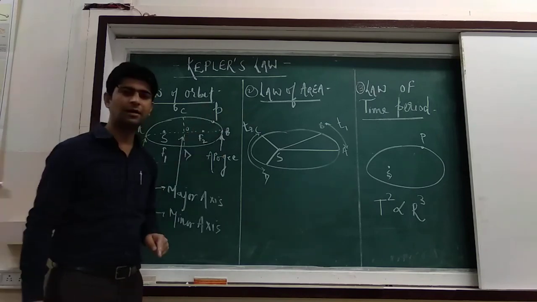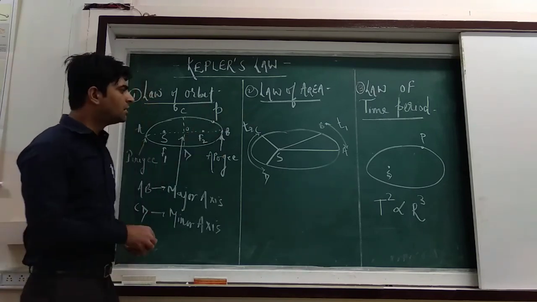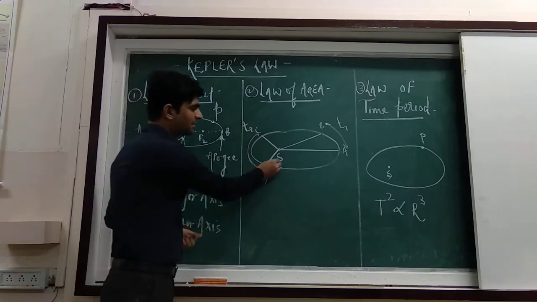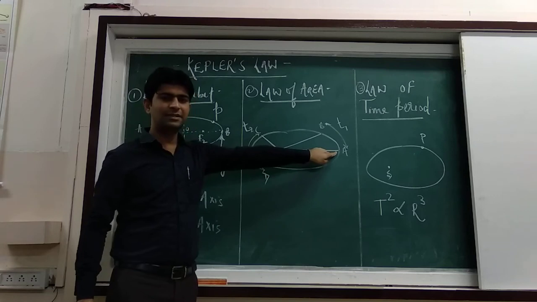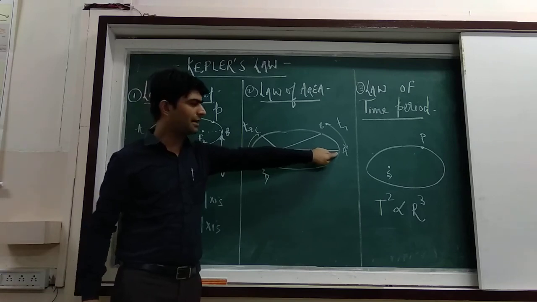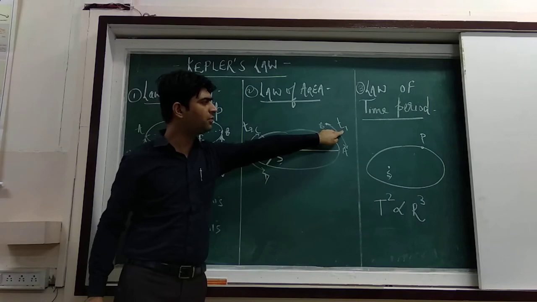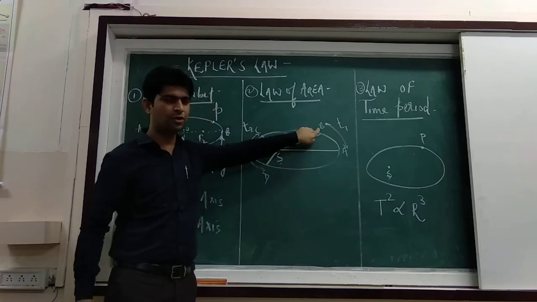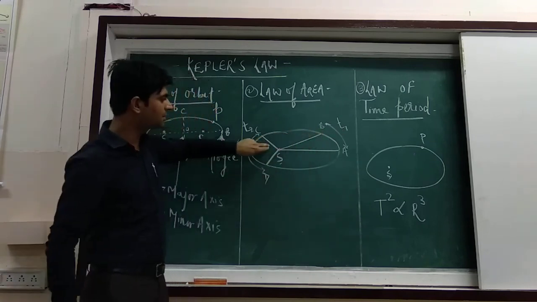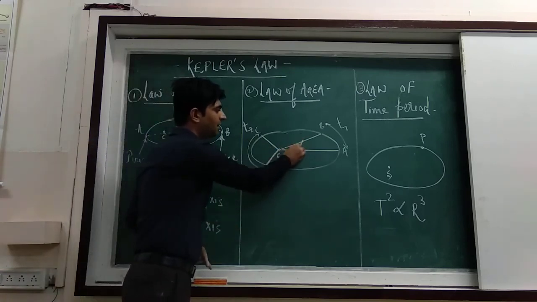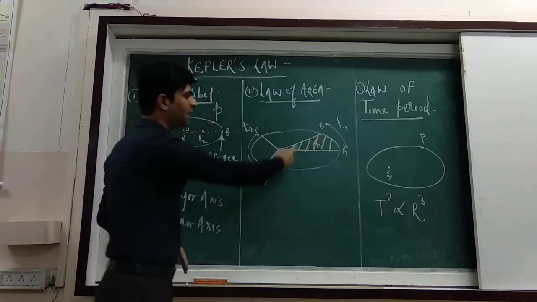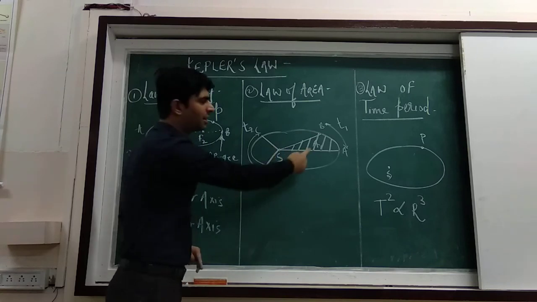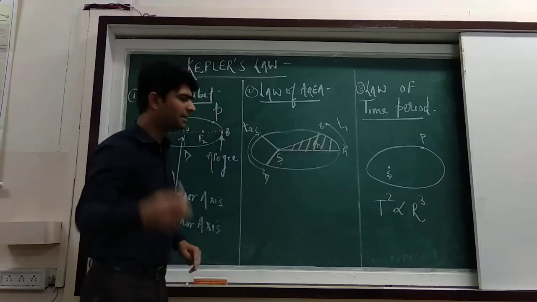Coming to the next part, that is the law of area. Suppose again this is the elliptical orbit and this S indicates the location of the sun. If the planet is at a certain instant at point A, and it takes time t1 to reach point B, and I join these two points to the sun, this is the area that we are getting. Let me shade this area and label it as A1. You may say this is not a perfect triangle because this is an arc, but let me say it is a triangle.